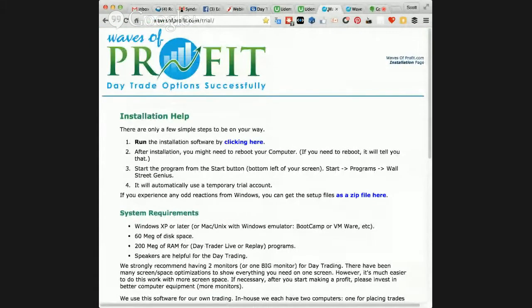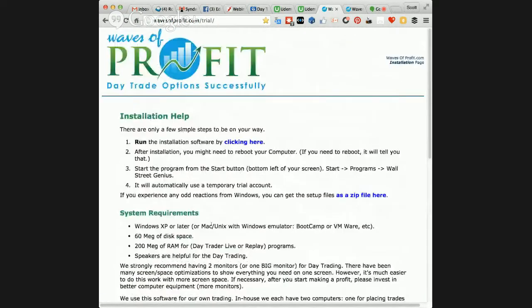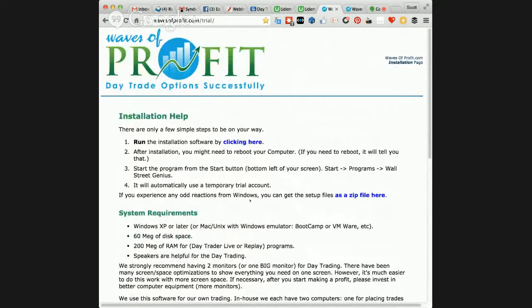And you should be seeing the Waves of Profit /trial.com/trial. So that's where you get it. You run the installation software by clicking here. It downloads it. It's an exe file for Windows, and you can also get the zip file here. We have system requirements, installation problems, firewall solutions. But if you have any sort of problems, just let us know, and we'll be happy to help you with that.